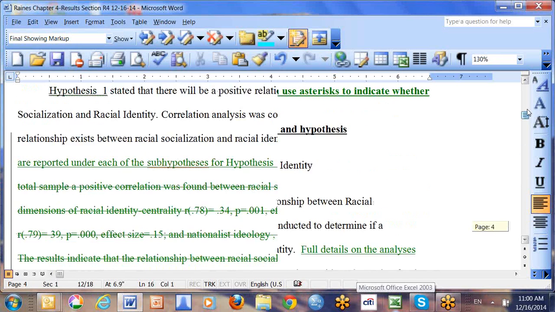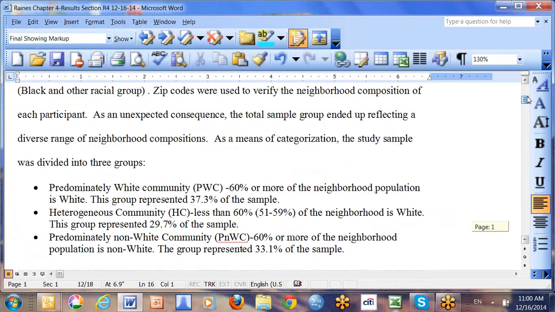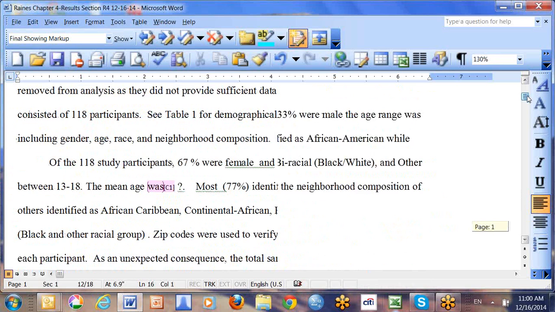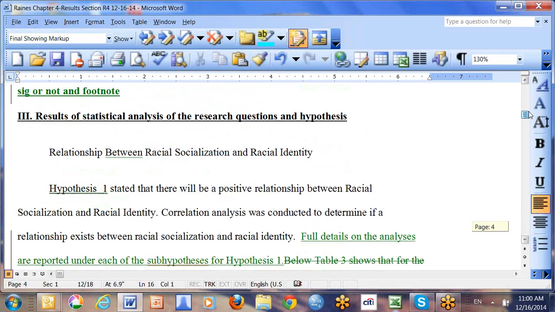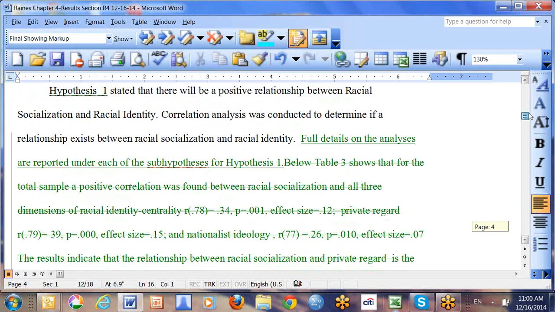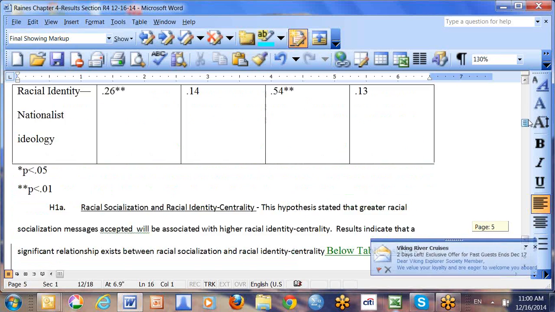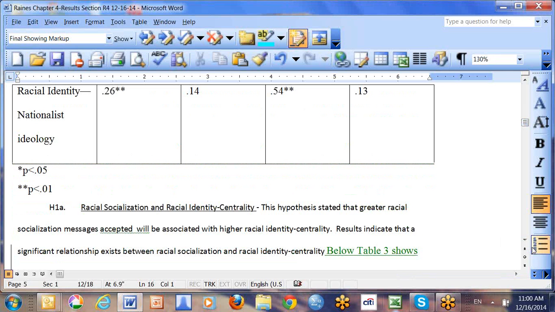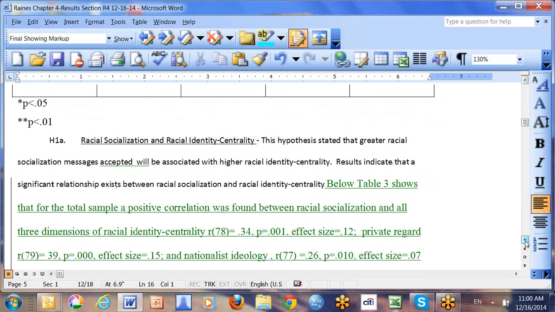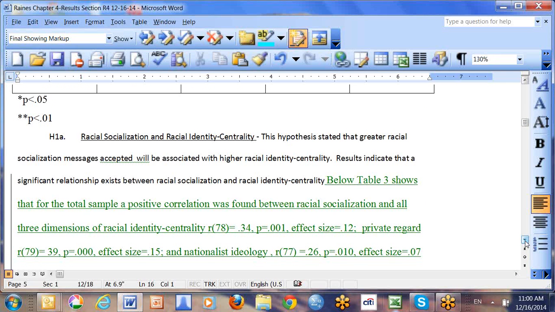Let me go back. So the very first thing you have, where is it? So you have racial socialization and racial identity centrality, and then you put for the sample as a whole, for the predominantly white, for the heterogeneous, for the predominantly non-white. Significant, not significant, or whatever. And just have a table instead of all this stuff.